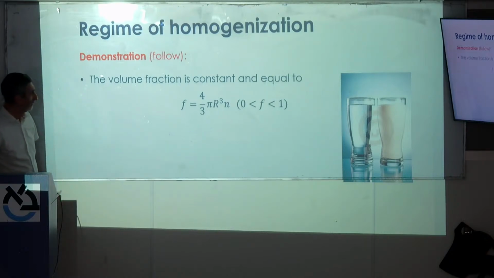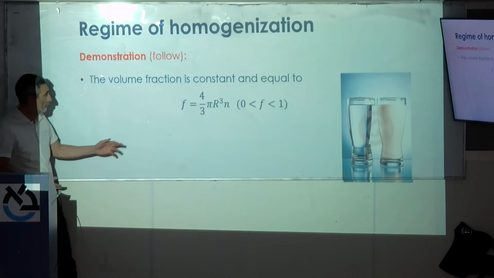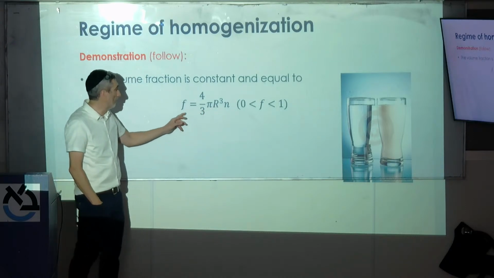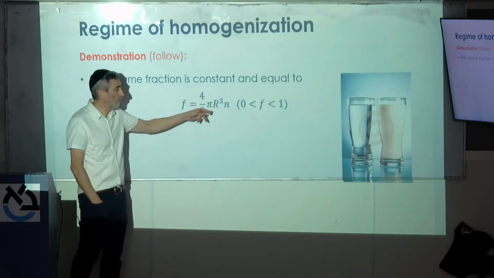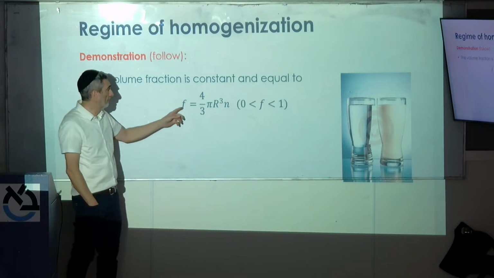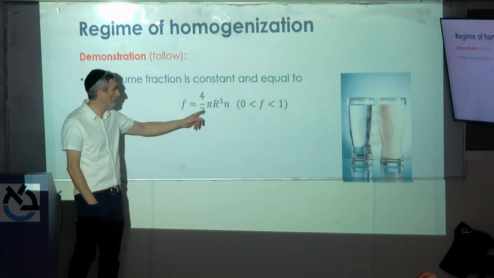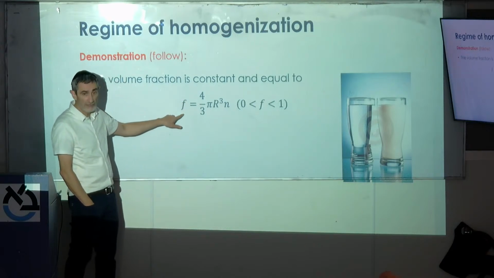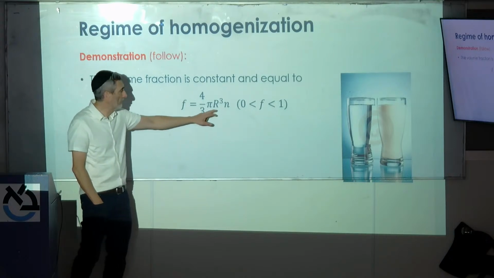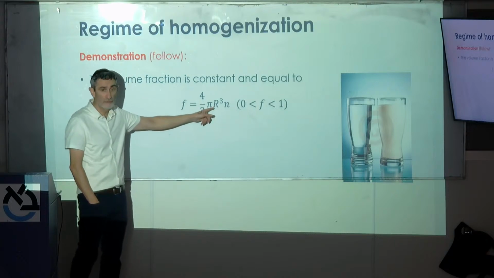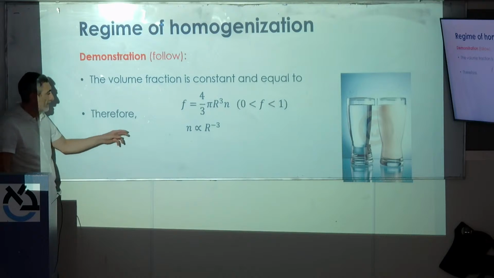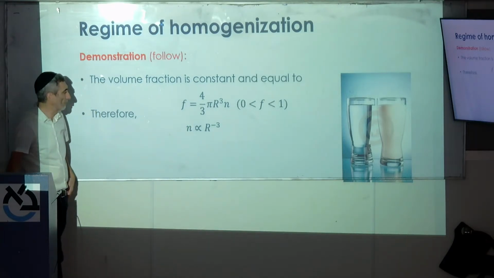So if I calculate the volume filling fraction f as a function of n, it is simply the density times the volume of one particle. If it's a sphere, 4/3 pi r to the power 3. And if f is maintained constant, as was the assumption at the beginning, you see that the density goes as 1 over r to the power 3. So n is proportional to r to the power -3.